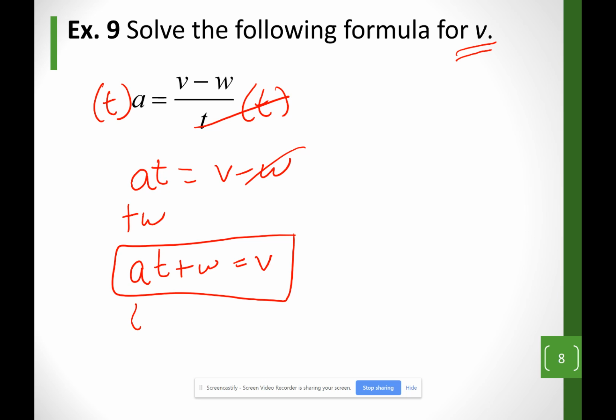You might ask, well, what if I wrote ta plus w? That's the same thing. Or what if I write the w first? It's all fine. As long as we have the v by itself, we're all good.